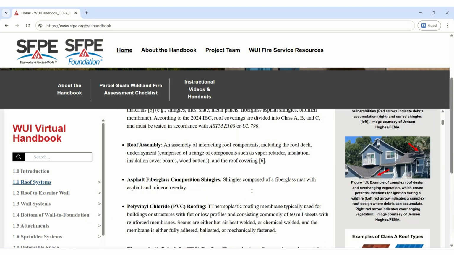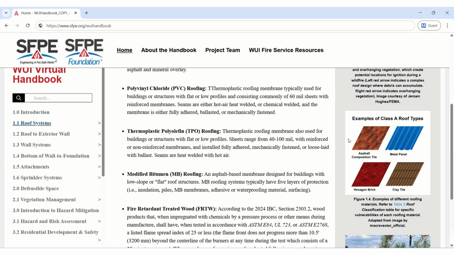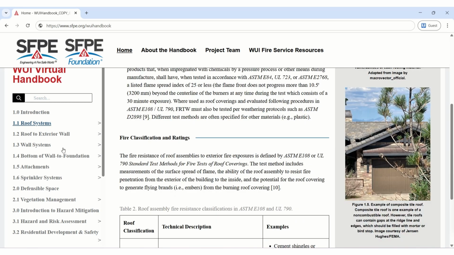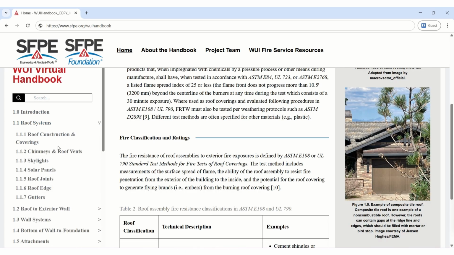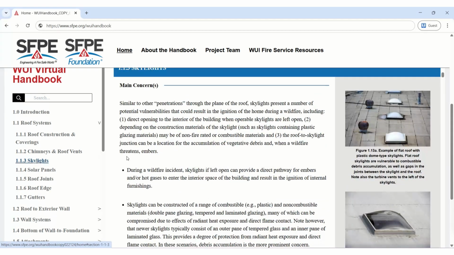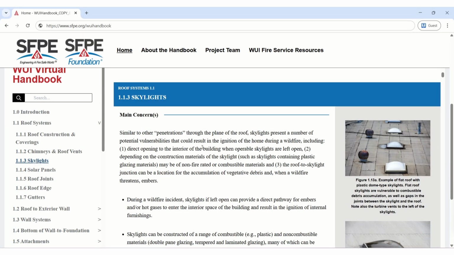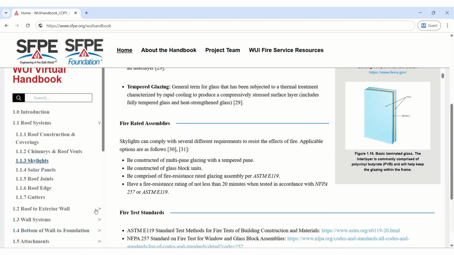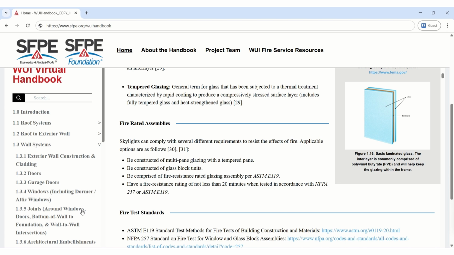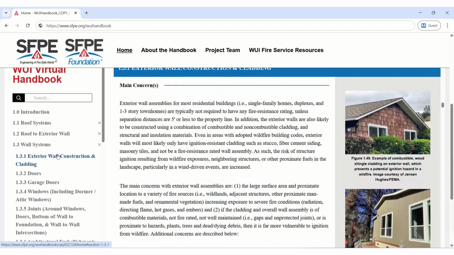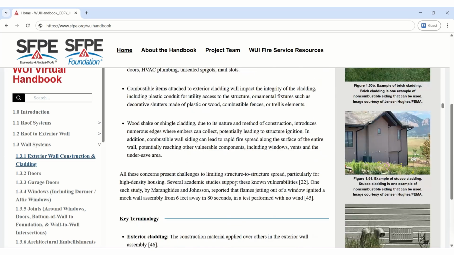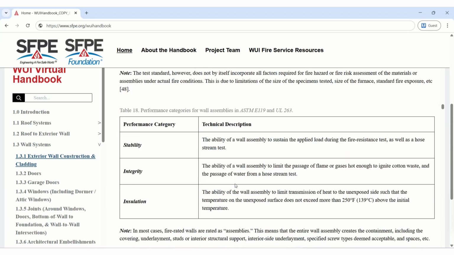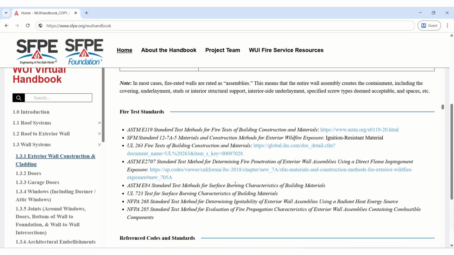The first leg is structural hardening. This is where homes and outbuildings are evaluated to see where heat, flames, or embers can potentially penetrate the home. The handbook guides users to look at roofs, chimneys, skylights, solar power systems, gutters, joints, siding, windows, doors, decks, and foundations, while offering potential solutions to reduce the risk of fire spreading to the home through these various housing elements.